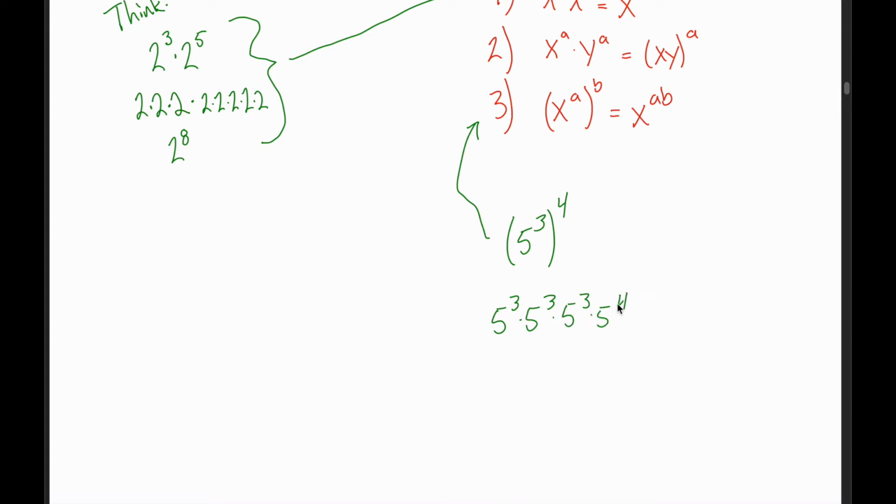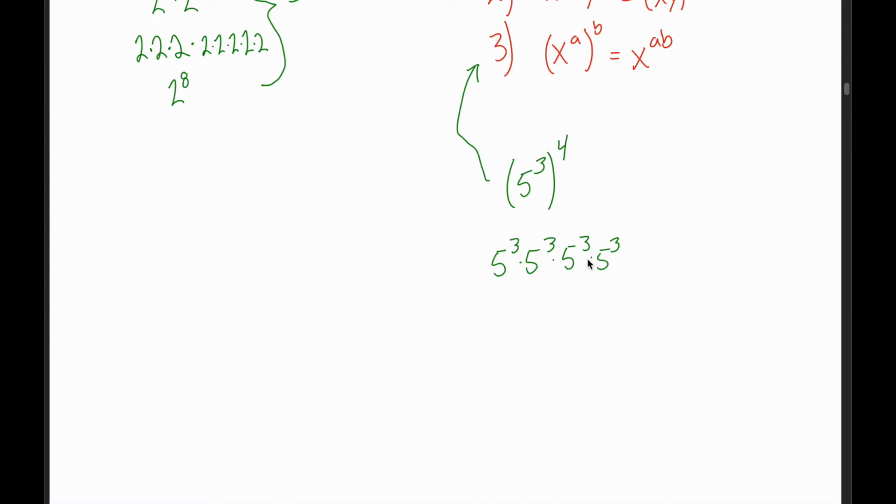Just think that this 4 up in the exponent is telling me to multiply together 4 copies of this thing. It's hard to write and talk at the same time. But what is this? Well, each of these individual factors here, 5 to the third power, is asking you to multiply 5 by itself 3 times. So all I have is 4 different groups of this 5 times 5 times 5 thing.